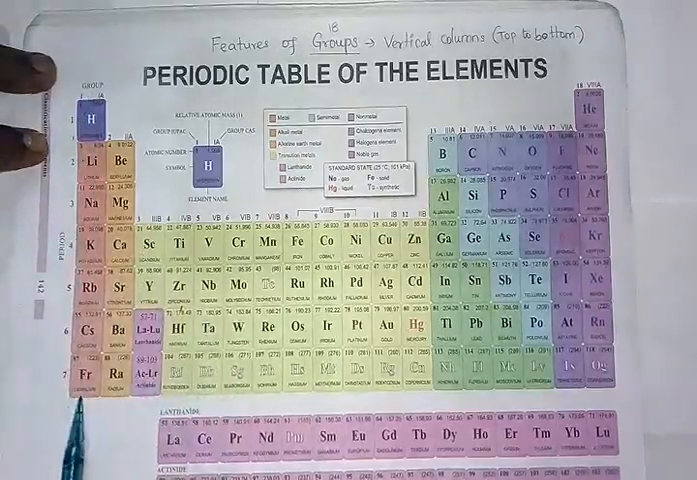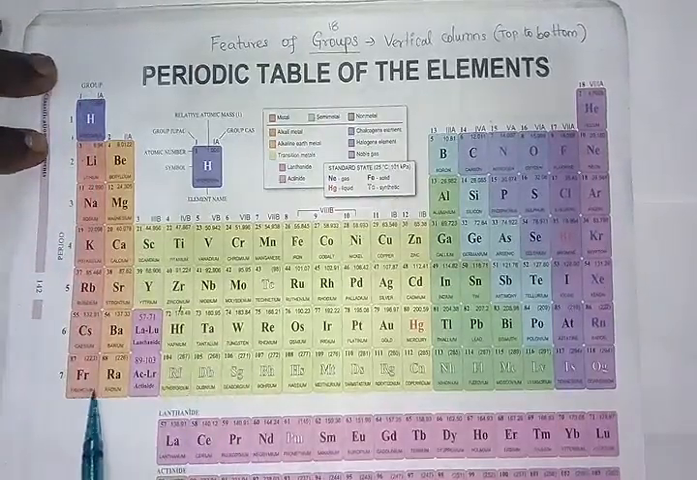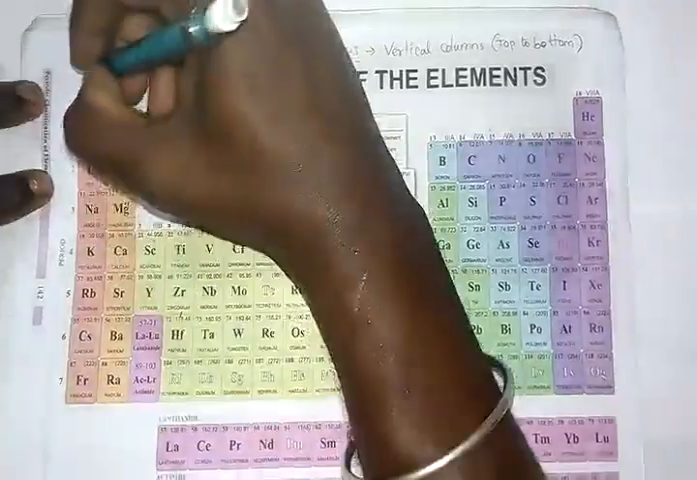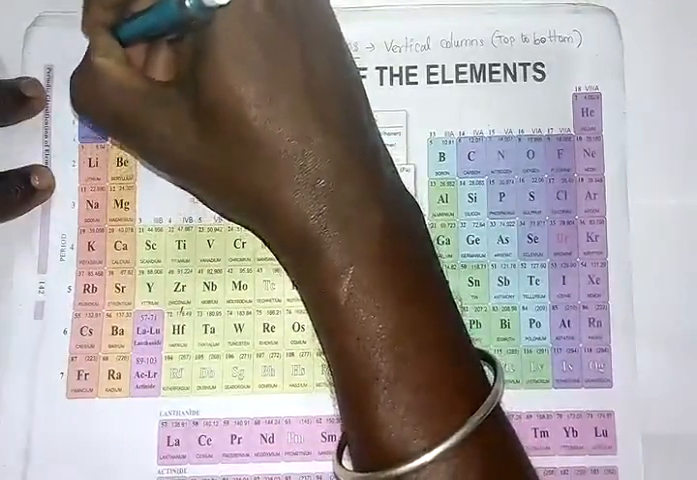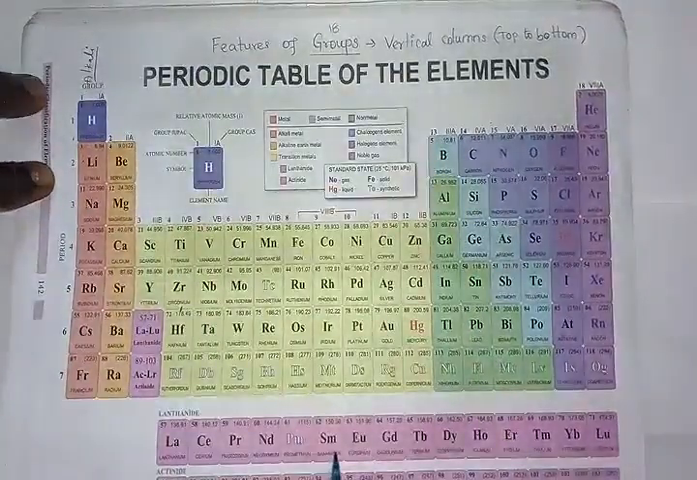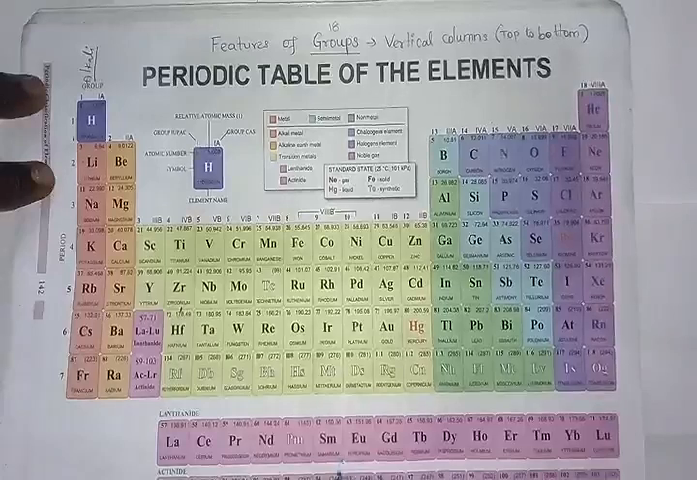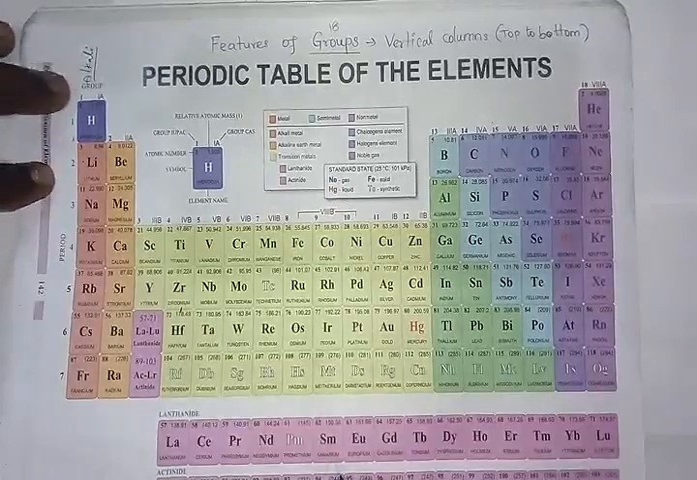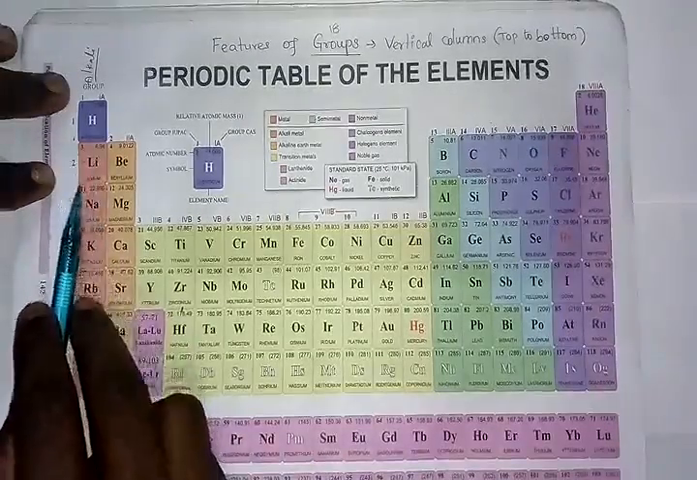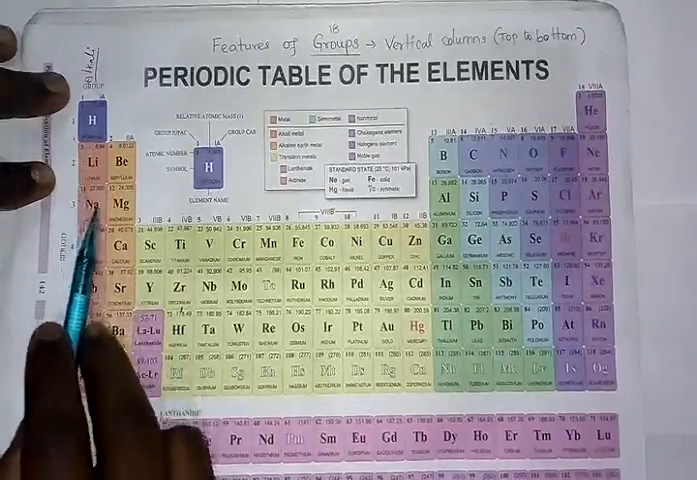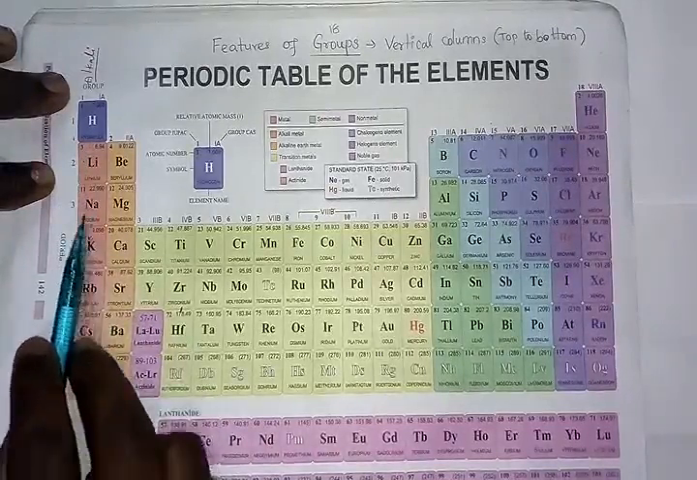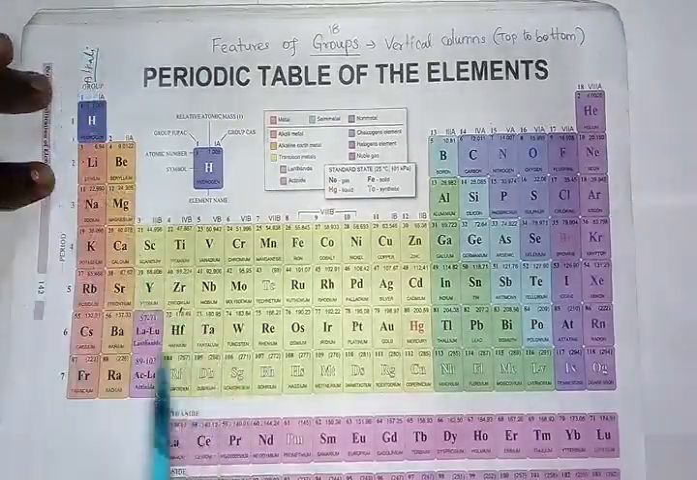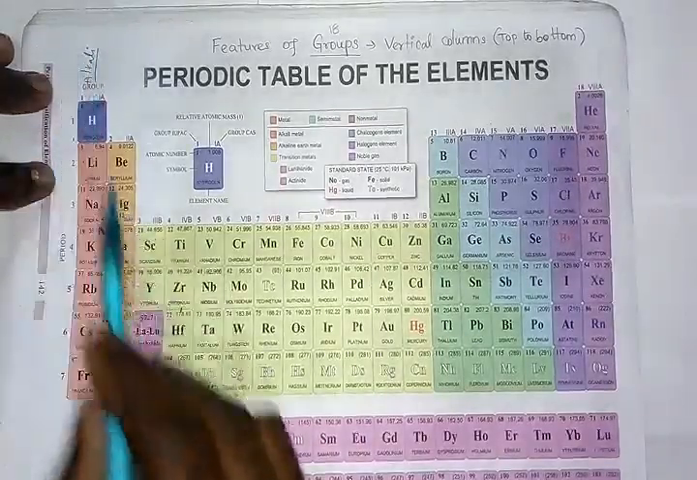The first group is called alkali metals. What is the name of the first group? Alkali metals. So let me write here, it is called alkali metals. What is the meaning of alkali? Alkali means it is basic in nature, which dissolves in water. When the metal oxides of alkali metals, lithium oxide, sodium oxide, potassium oxide, are dissolved in water, they form soluble hydroxides. That is the reason they are called alkali metals.